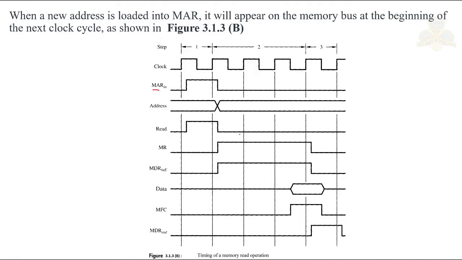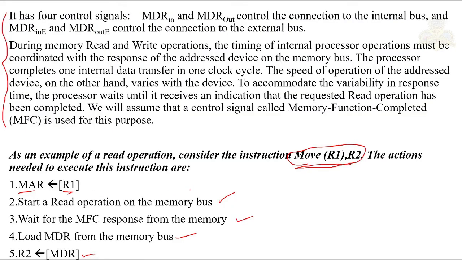Now this read control signal is activated at the same time. This read signal will cause the bus interface circuit to send a memory read, MR, signal on the bus. So the processor says that it wants a read operation from the memory. At the same time the MR, the memory read control signal, would be activated. Now, till MR, we have achieved the first step and the second step. Next, we will see the third and the fourth one.